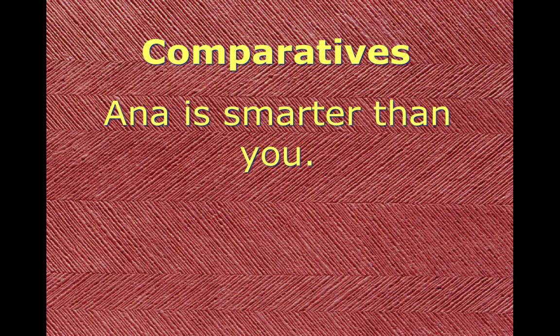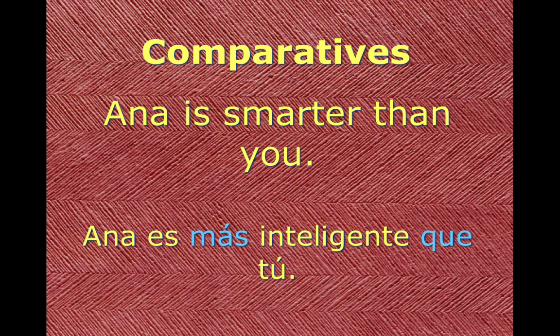Okay, Anna is smarter than you. So again, the way I'm going to convert the ER, the smarter, I take the word smart, which is inteligente, and that's the word that goes into the blank. Más fill in the blank que. Ana es más, and then I fill in the blank with inteligente, and then que, tú. Ana es más inteligente que tú. Ana is more smart than you, is how it comes out in Spanish.